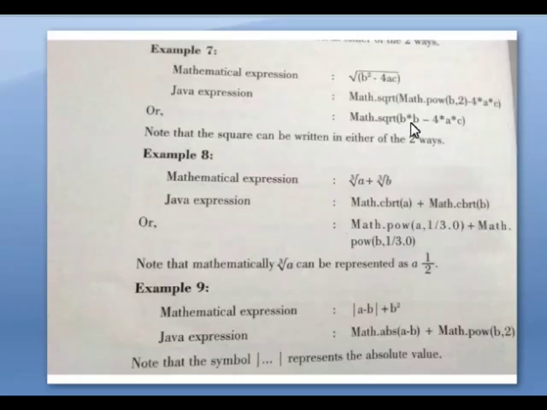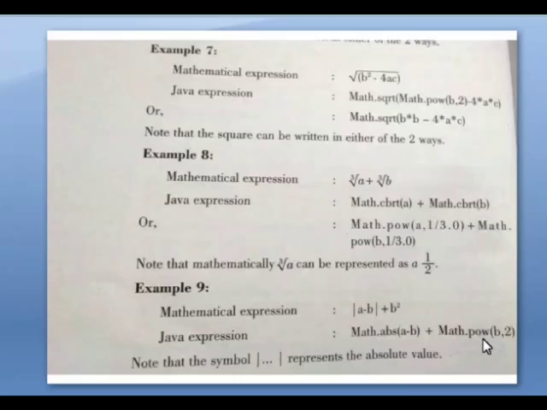The next function is the cube root of a plus the cube root of b. So it is Math.cbrt of a plus Math.cbrt of b. The next mathematical expression is the absolute value of a minus b plus b square. You write the Java expression like this: Math.abs of a minus b. This is the absolute symbol. Plus Math.pow of b comma 2.